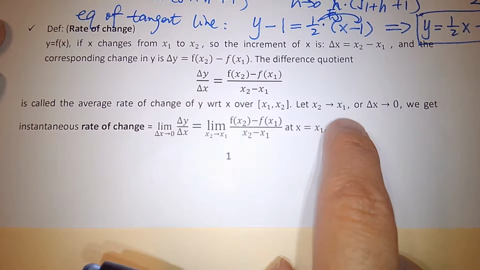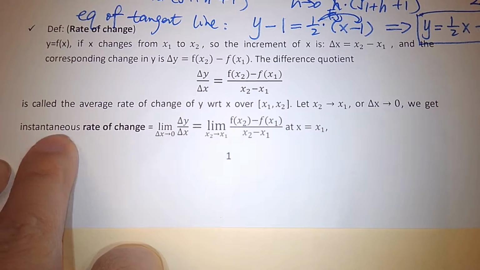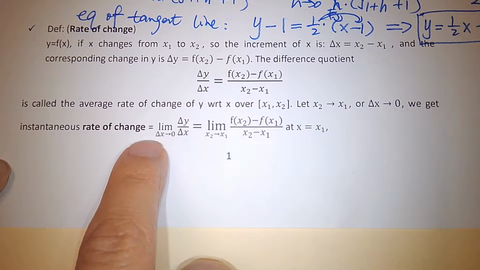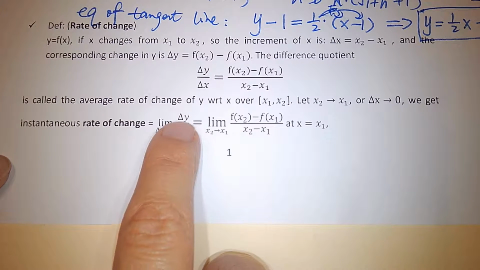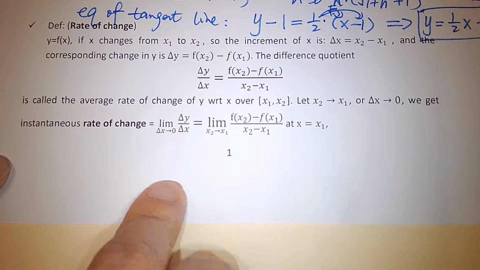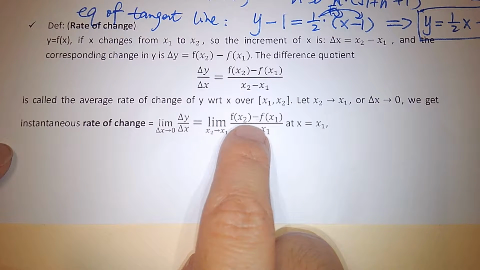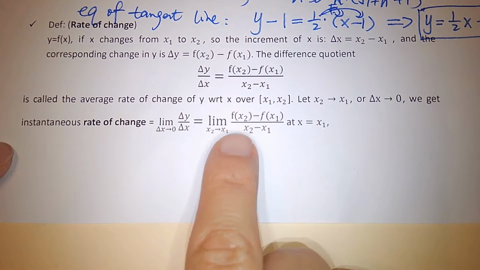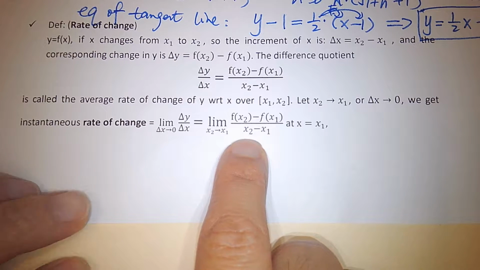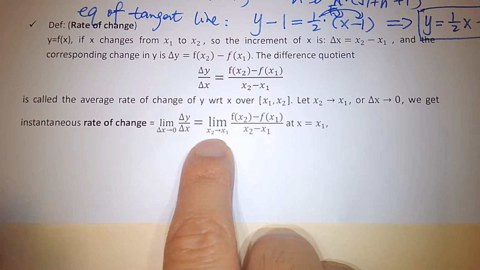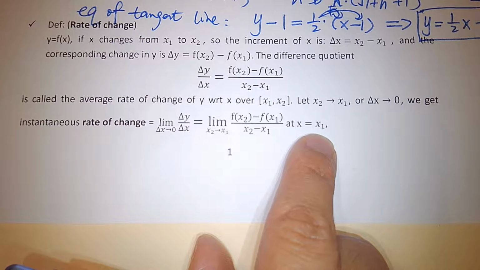Let x sub 2 go to x sub 1, or delta x go to 0. We get the instantaneous rate of change, equals the limit of delta y over delta x as delta x goes to 0, equals the limit of f of x sub 2 minus f of x sub 1 over x sub 2 minus x sub 1 as x sub 2 goes to x sub 1, at x equals x sub 1.